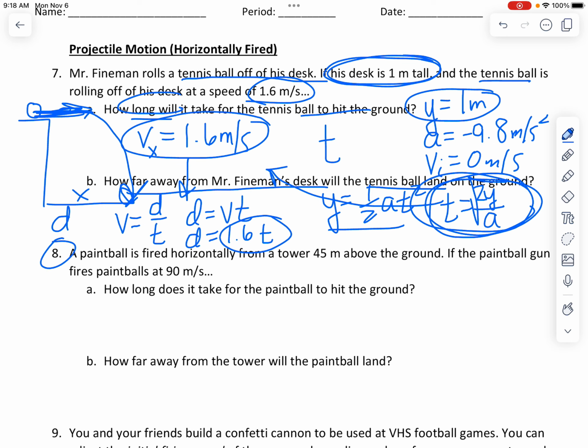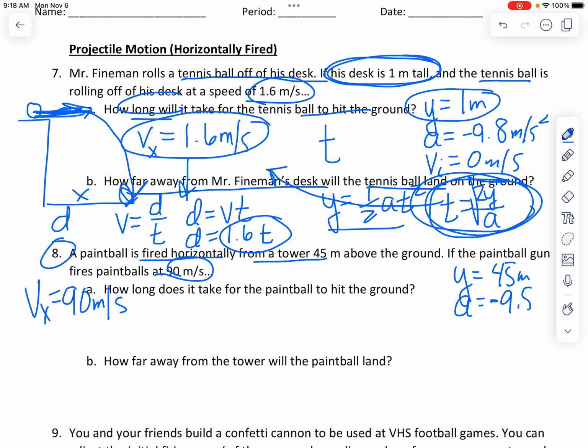Number 8, a paintball is fired horizontally from a tower 45 meters above. So again, you are given the Y value here is 45. And it says the paintball gun fires at 90. So it's the same setup here. You are told that the horizontal velocity is 90. And again, you always know the vertical acceleration, the Y component of the acceleration is negative 9.8. And the initial velocity here horizontally is 0.